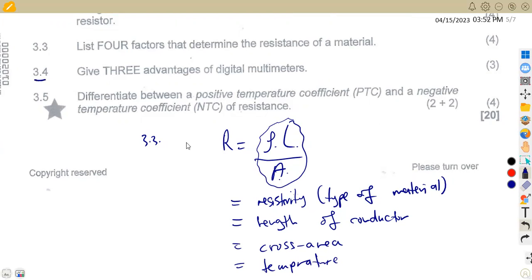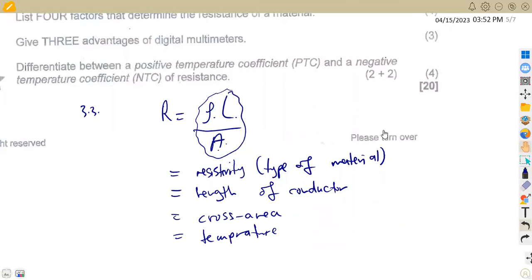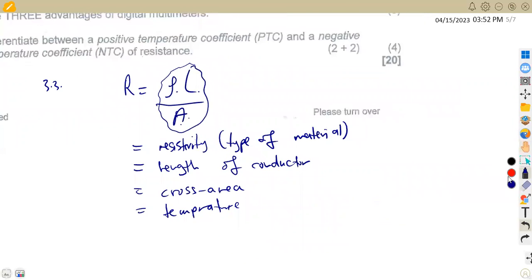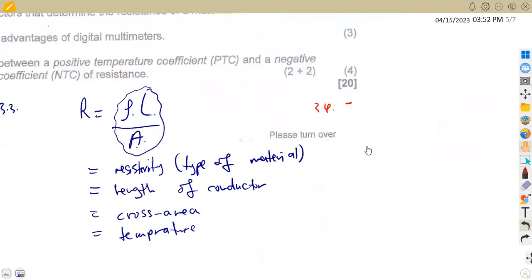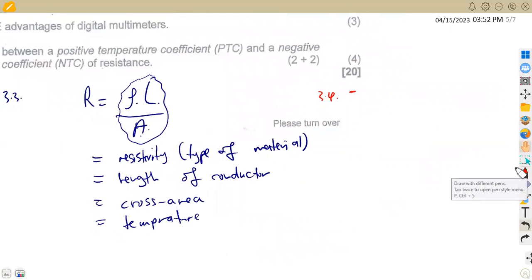All right, on 3.4, list 3 advantages of digital multimeters. Okay, digital multimeters, they also have disadvantages, but this is advantages. Sorry for that. So we have got advantages of digital multimeters. We have got so many, so here I've got a few.